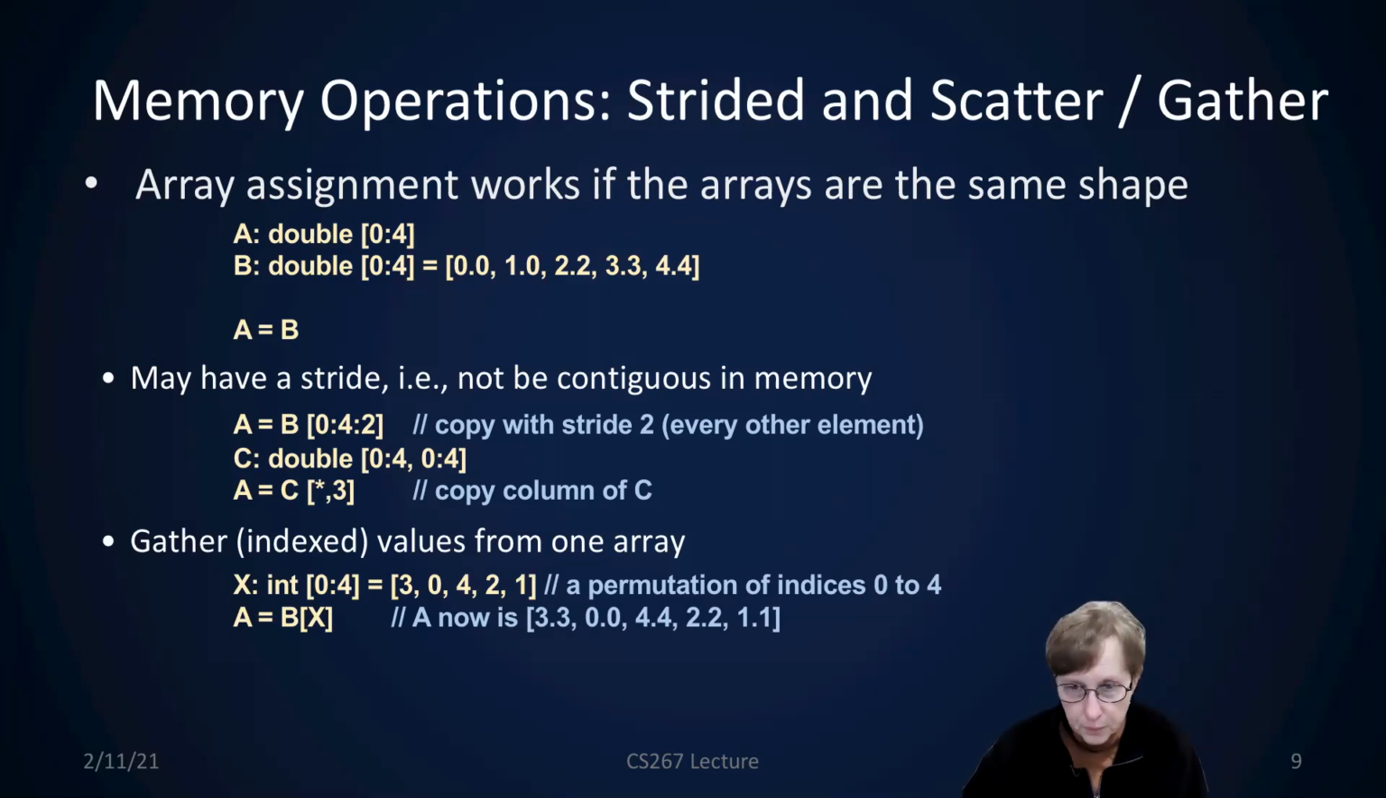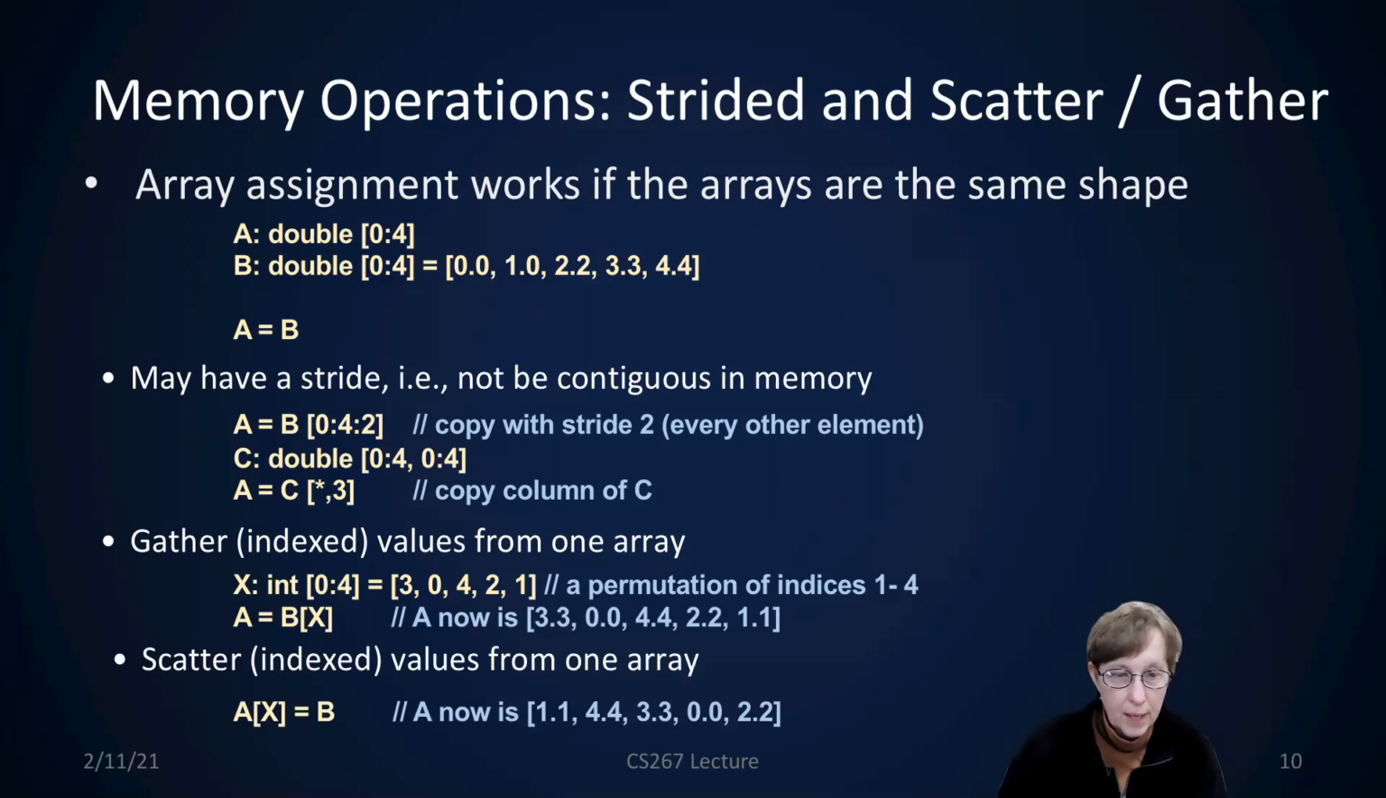And so you could see then if we've indexed B by that, which has just the numbers 0 through 4 in order, but then we do an assignment statement or we read from it, we gather from it in the order given by these indices, and the first element is going to be whatever is stored at position 3, which is the 3.3, and so on.